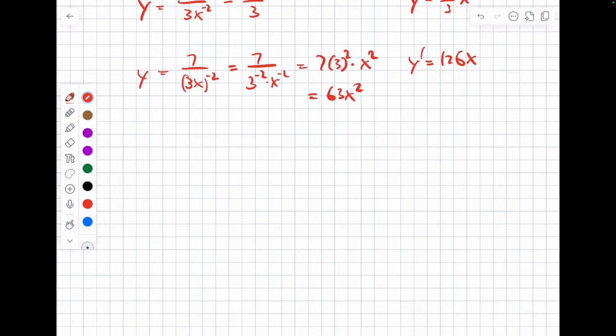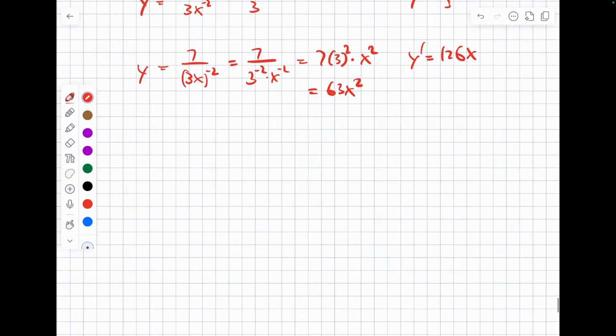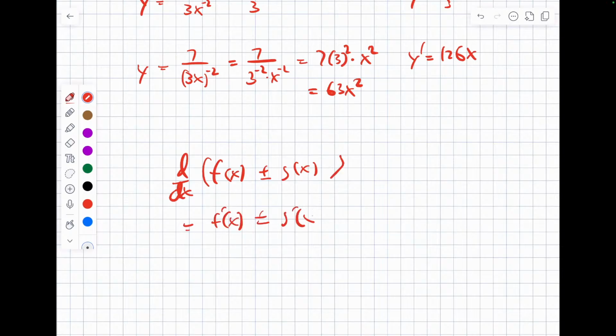Okay, let's show you how to take a derivative using the sum and difference rule. The sum and difference rule is super easy. If I ever take a derivative of f of x plus g of x, or minus g of x, it just means f prime of x plus or minus g prime of x.